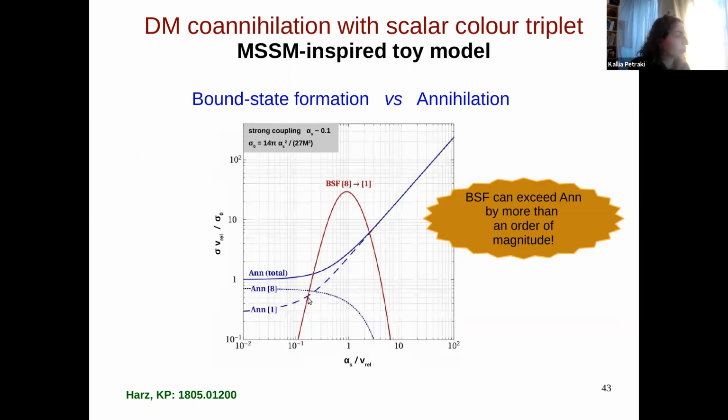So here are the cross-sections. In comparison of the cross-sections for bound state formation and annihilation, the blue lines are annihilation, and the red line is bound state formation, capture of the color octet state into a color singlet bound state. And what you can see here is that for a range of parameters, when the velocity is of the order of the strong coupling, and the strong coupling here will be of order 0.1 because we care about multi-TeV scale masses. So around this range, the bound state formation process actually can exceed annihilation by more than one order of magnitude, and that is rather significant.